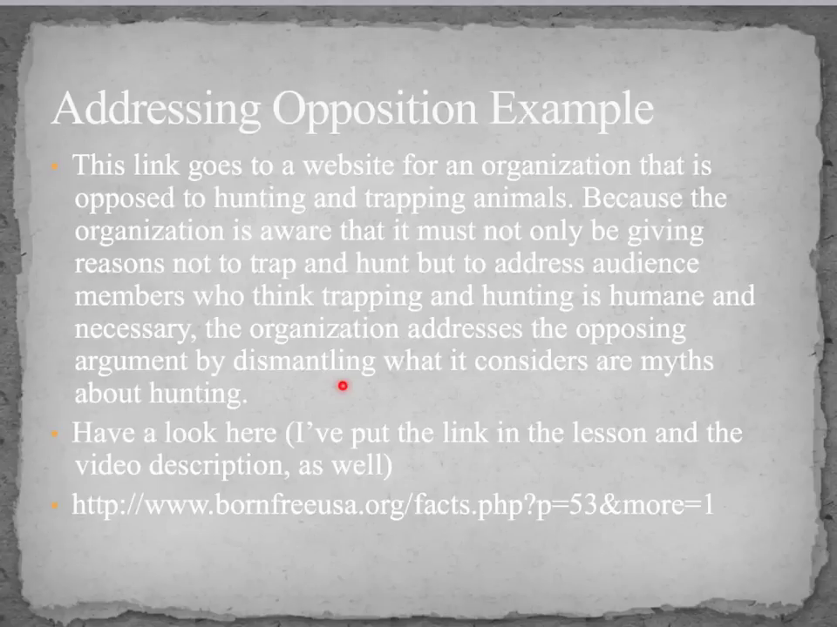Here, Christoph is arguing that hunting is good for environmental balance, but he doesn't spend a lot of time dealing with people who would tell him otherwise. This website, on the other hand, says that trapping is not humane. It's opposed to hunting and trapping, but first it gives its reasons on one page, and the page that I'm directing you to thinks about people who are still going to say, well, how do we control populations of animals if we don't hunt? And it exposes what it considers some of the myths about hunting. That's why I'd like you to take a look at it, to see how addressing the opposition can work well.